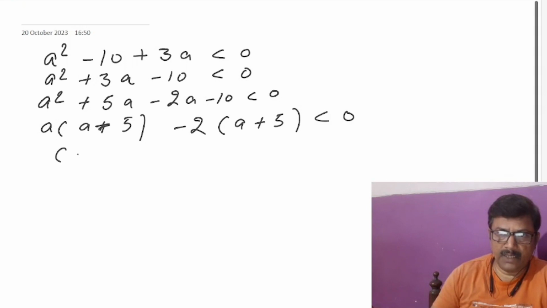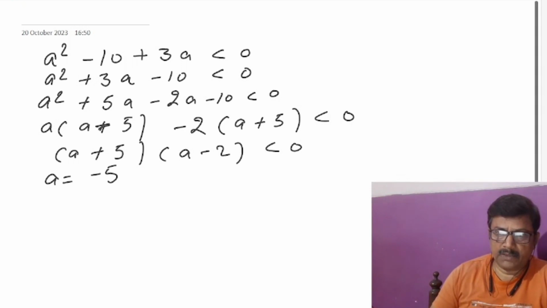Now a plus 5, this whole bracket will be common, a minus 2 less than 0, okay. Put a plus 5 equal to 0, so you will get a equal to minus 5. Put a minus 2 equal to 0, you will get a equal to 2, okay. Now solve on the number line.